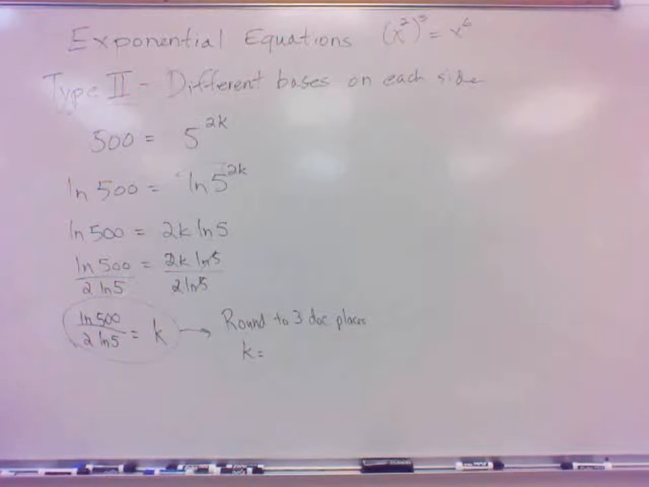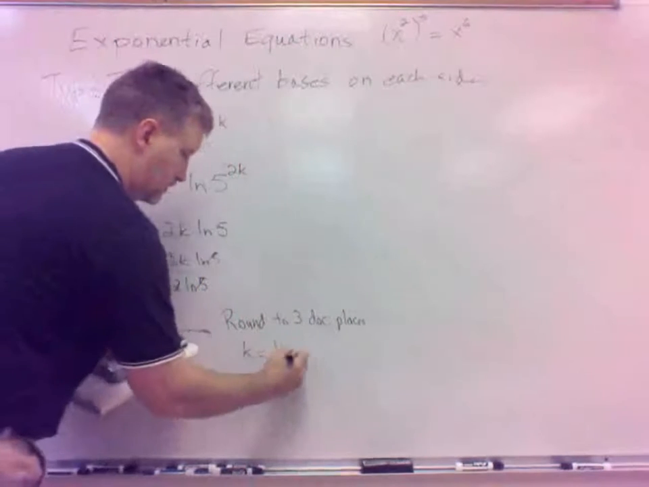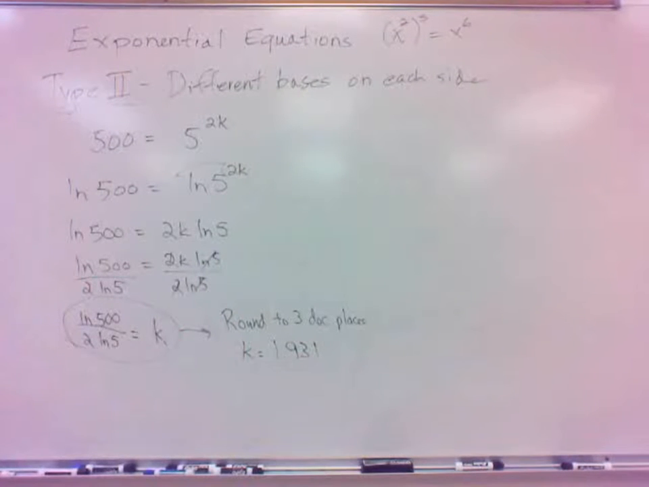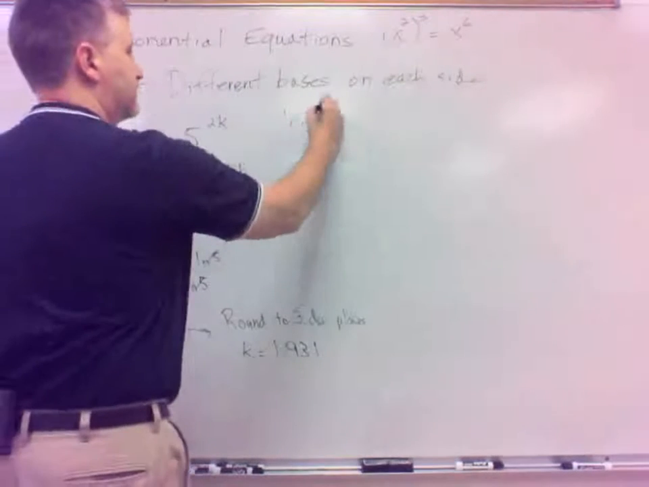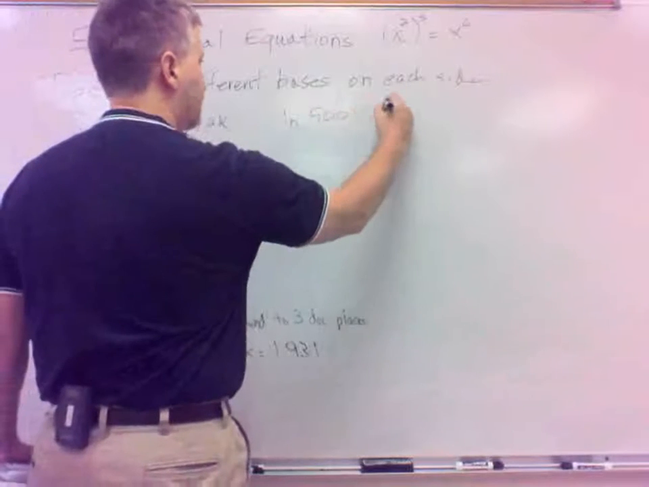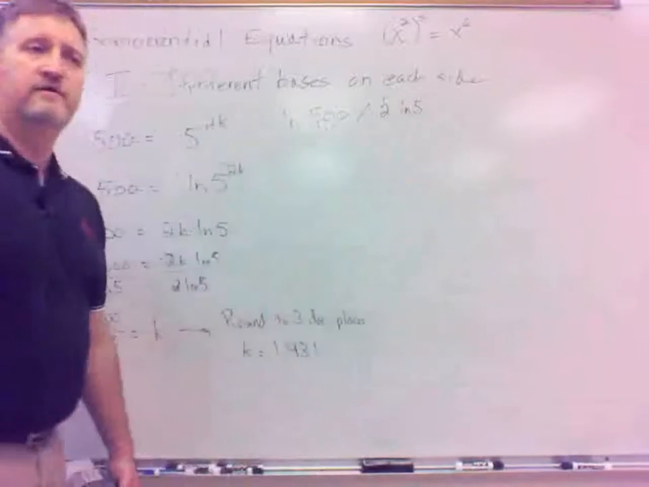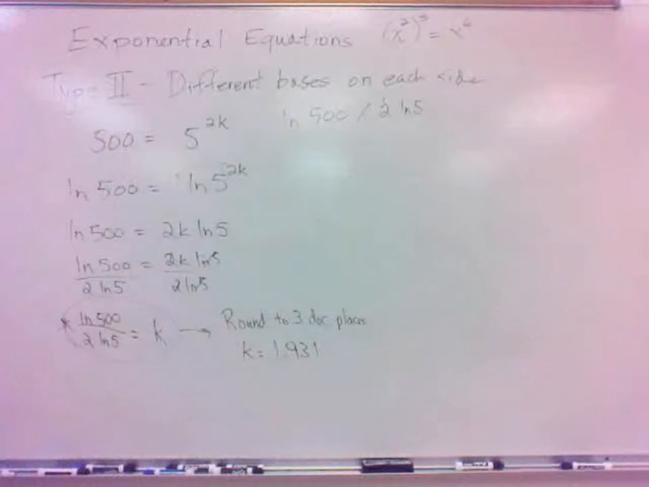Should get 1.931. Anybody get anything different? If you're going to put it all in at once, here's what you need to be cautious about. You see, if I just put in ln of 500 divided by 2 ln of 5, what's wrong with that? If that's the way I put it in my calculator, what would be wrong with that?